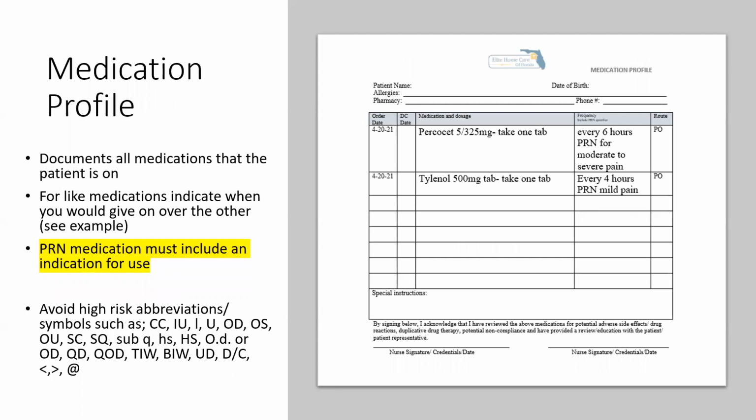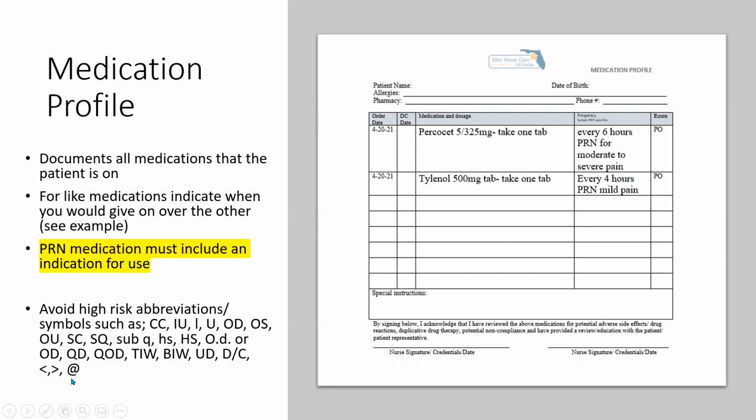Here's our medication profile. You need to document all medications the patient is on. For like medications, for instance, Percocet and Tylenol are both given for pain. We want to know, when would you give Percocet over Tylenol? So this example says that we are going to give it for moderate to severe pain for the Percocet and mild pain for the Tylenol. And then always, anytime you write something as PRN, whether it's a medication or a treatment, we need to identify what that PRN means. And we did it here with the pain.